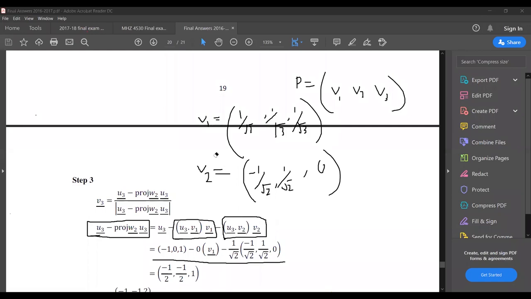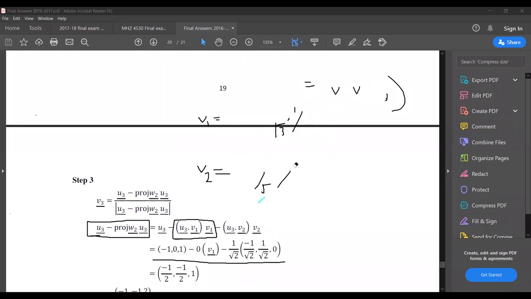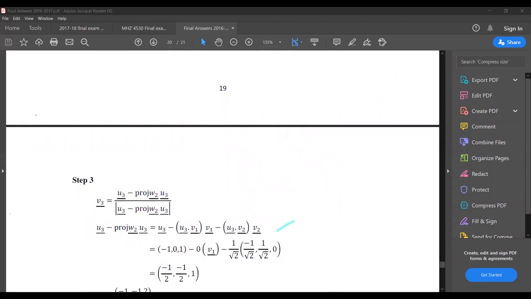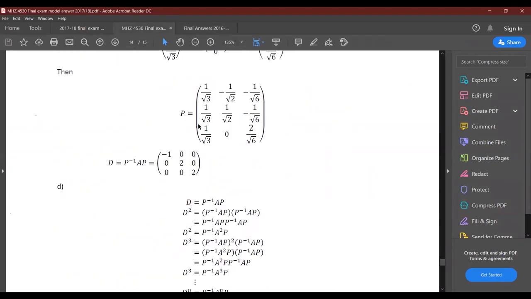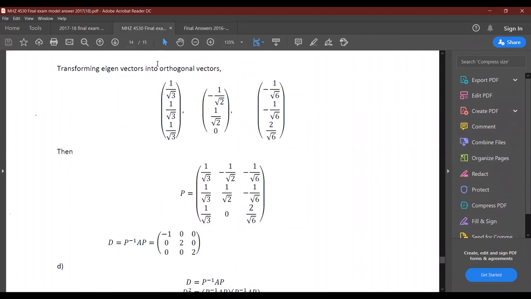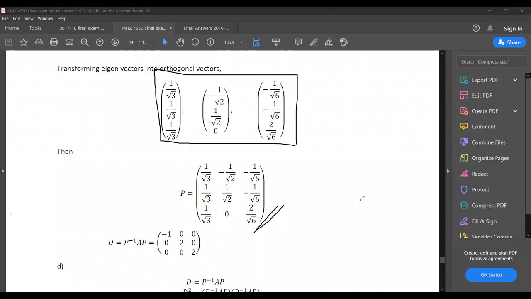So after finding V1, V2, V3, using these three, we can write the matrix P. That answer is given here. Without showing these projection calculations, they have directly obtained this. So these are those values. These are V1, V2, and V3. So combining this V1, V2, V3, they have written the matrix P.